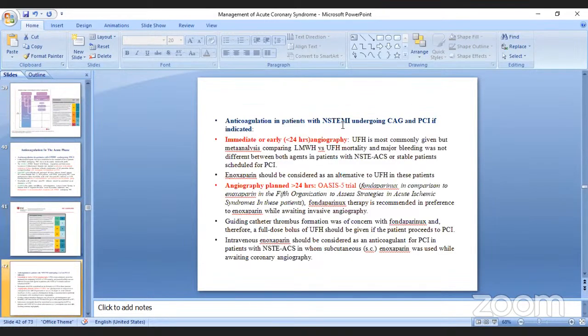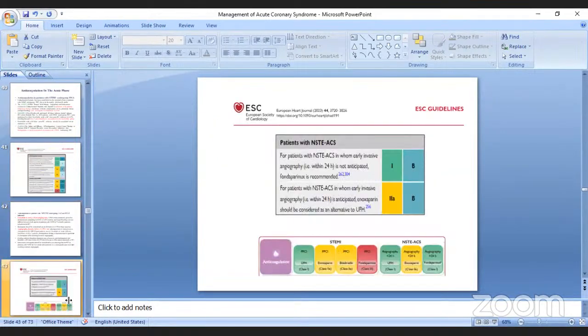In case of patients with NSTEMI who are undergoing angiography and PCI if indicated, if you're planning an immediate or an early angiography, unfractionated heparin is most commonly given, but enoxaparin or low molecular weight heparin should be considered. And in case of angiography which is planned beyond 24 hours, as per the OASIS 5 trial, fondaparinux therapy is recommended in preference to enoxaparin. But because of guiding catheter thrombus formation, a full dose bolus of unfractionated heparin should be given if the patient proceeds to PCI. And intravenous heparin should be considered as an anticoagulation for PCI in patients with non-ST elevation, in whom subcutaneous enoxaparin was used while awaiting coronary angiography.